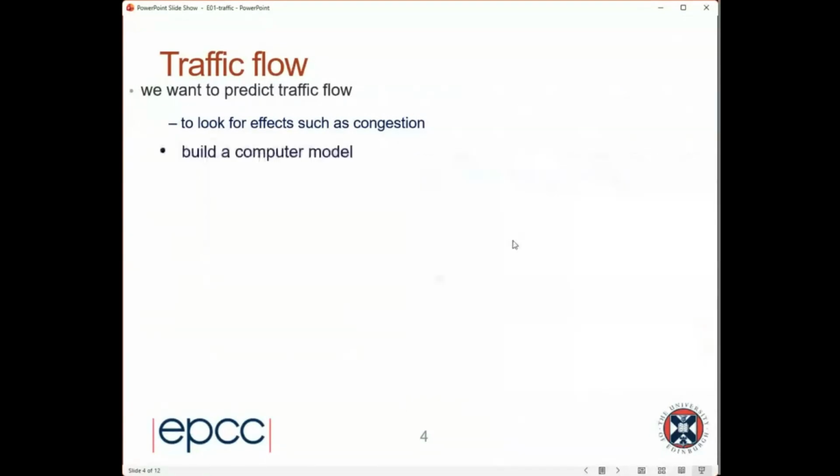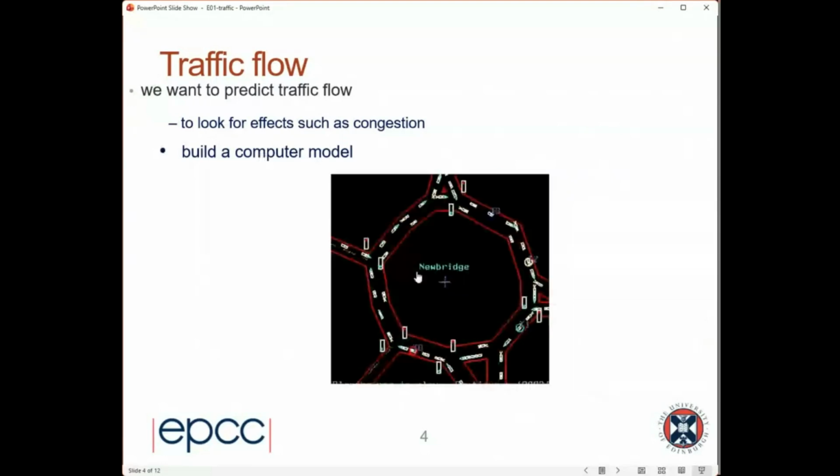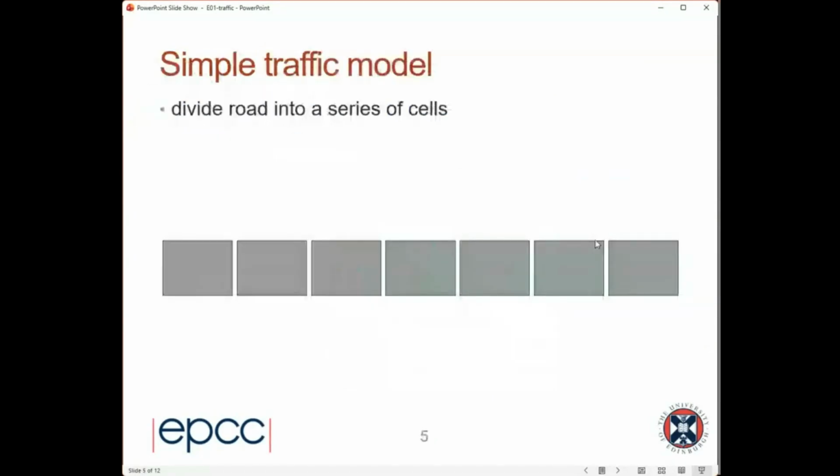Now, in reality, you use very complicated computer models. This is a computer model that was actually run by EPCC back in the early 90s. This is around near Edinburgh. But we're going to do something incredibly simple. We're going to have an incredibly simple cellular automaton, and I'm going to show you a Python program that implements this. We're going to try and make it go faster. You may be familiar with cellular automata from things like the Game of Life.